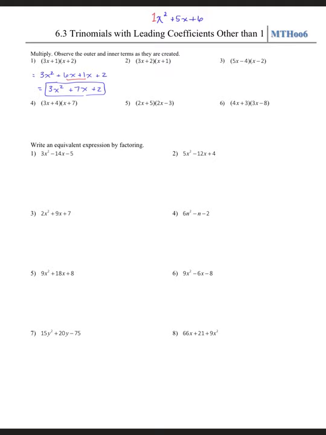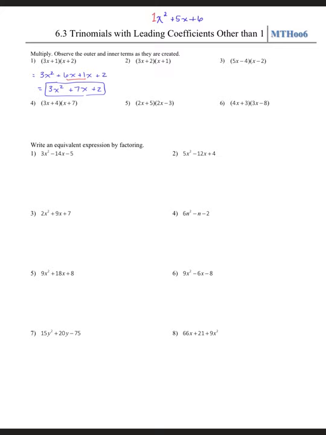Now it says observe the outer and inner terms as they are created. So we know that this term here is created from the product of this and this, which is the first two. We know the last term is created from the product of the last two. The middle two terms are created from the product of the inside two and then the product of the outside two. The more comfortable you are with these relationships of how these things are formed makes the factoring a lot easier. Let's look at another one.